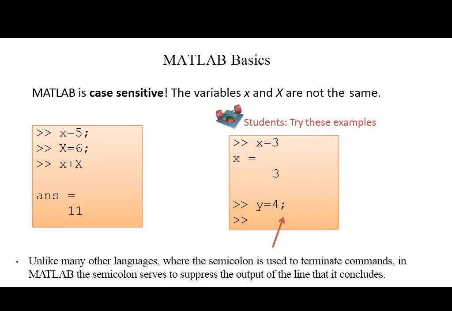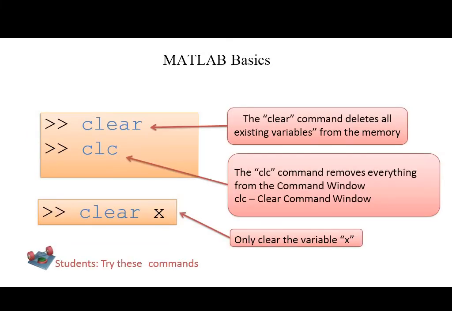A semicolon basically suppresses the output of the line that it concludes, so it will be terminated from the command window itself. This is already done by me. The clear command deletes all the existing variables from memory, and the CLC command removes everything from the command window. And if you want to clear only a particular variable, you have to write clear and the variable name in the command window, so if you want to clear a or b or c or any assigned variable, it will clear only that particular variable.